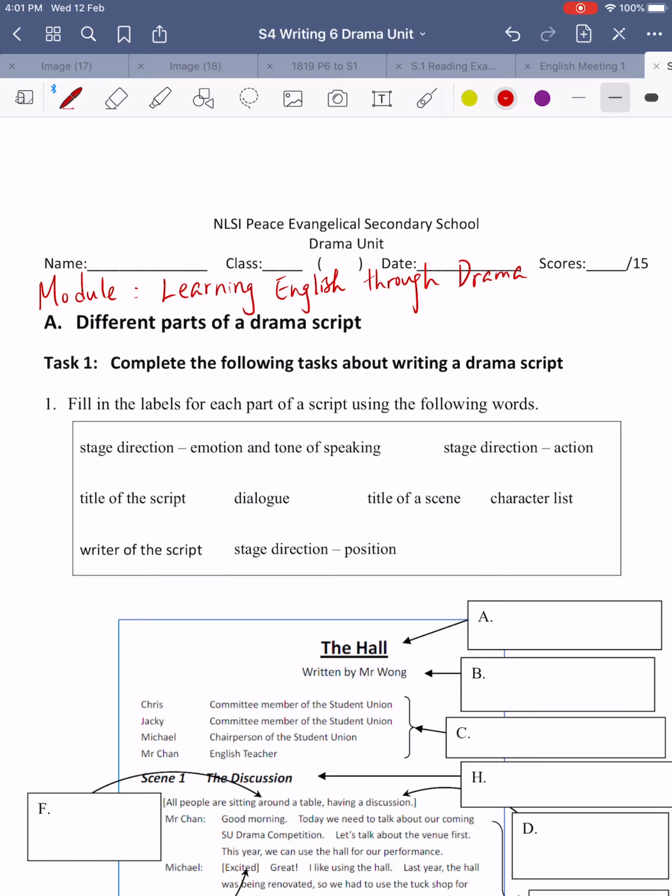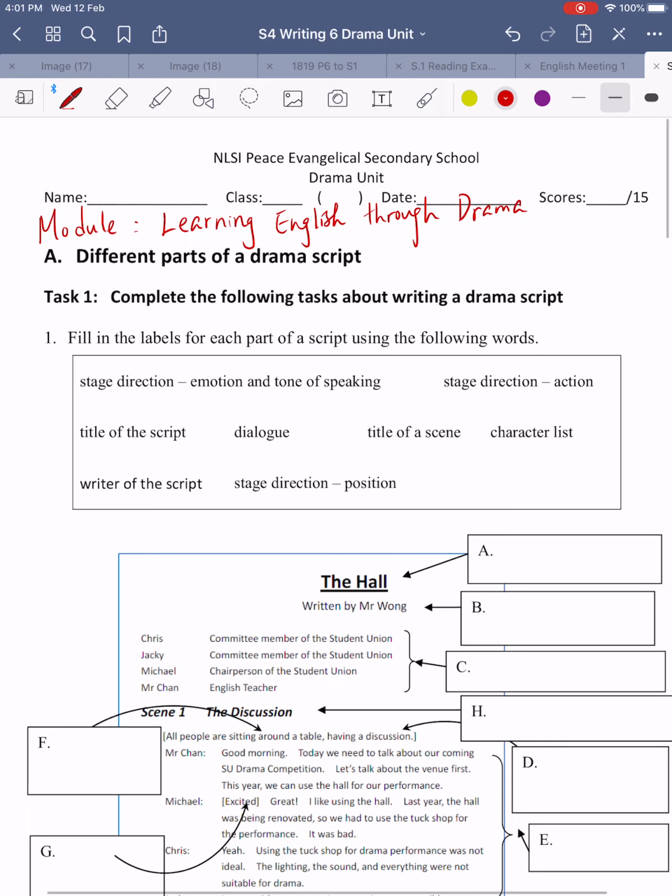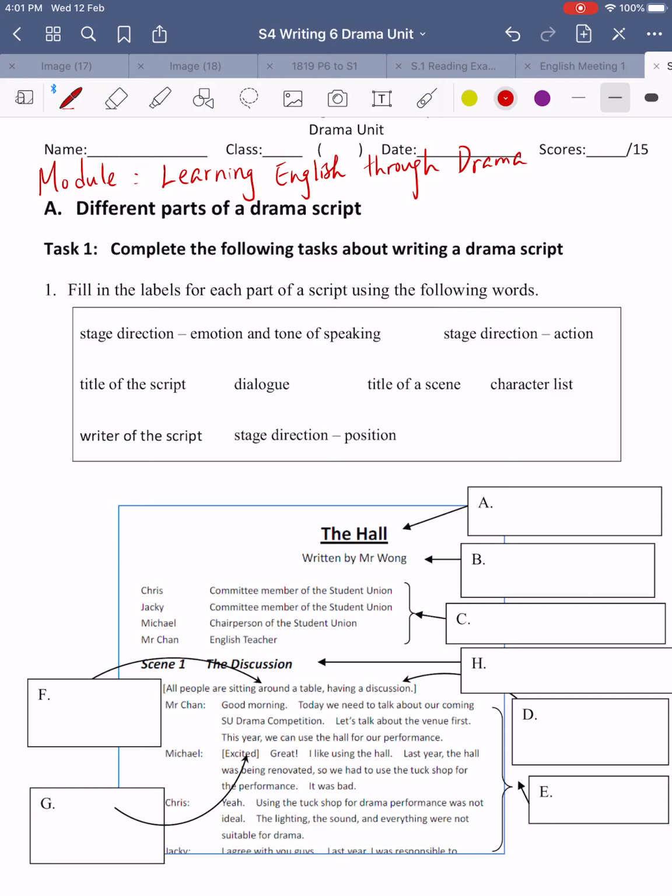Today we have to talk about the module Learning English Through Drama. This is your worksheets, and this is part A of your worksheets. It talks about different parts of a drama script. Let's do this part to learn the structure of drama.